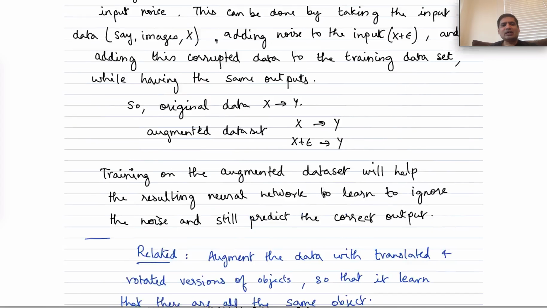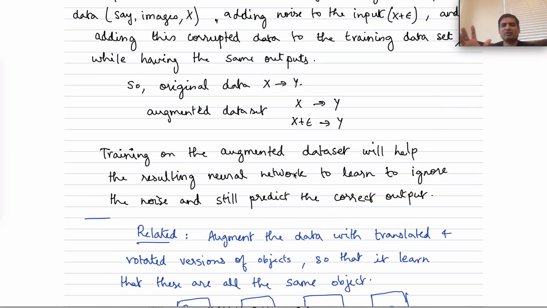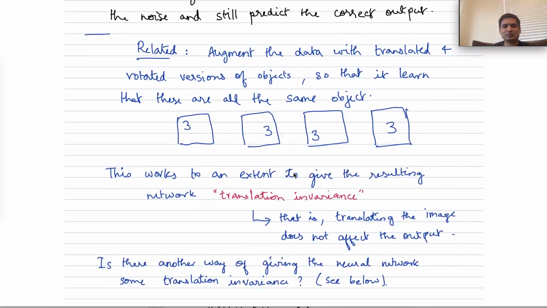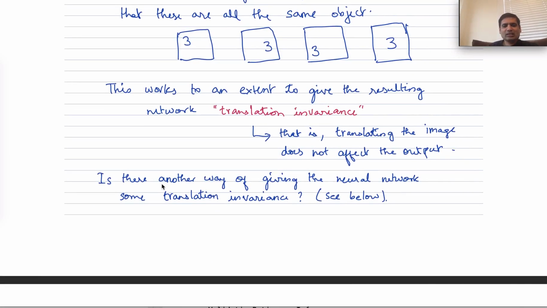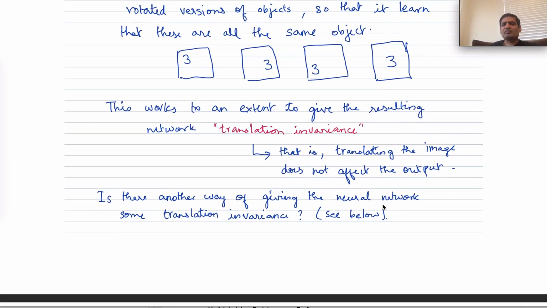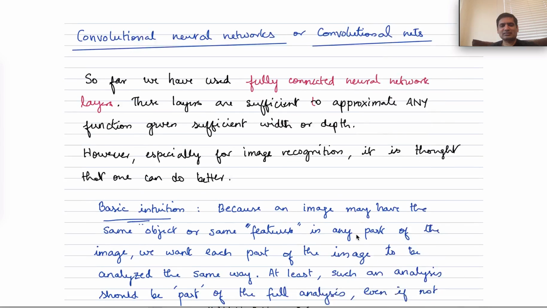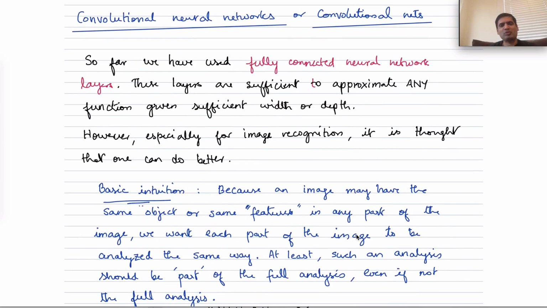So that's called data augmentation. Basically, you're taking your given data and applying some transformations to it, adding some noise to it, translating it, or rotating it, so that you somehow have more data that allows you to solve more complex problems or make the algorithm more general. Is there another way of giving neural networks this kind of translation invariance? That's the topic of the next few pages, I guess.